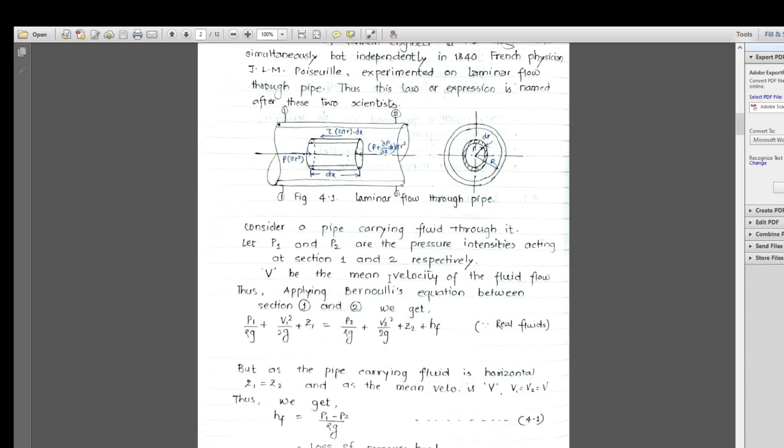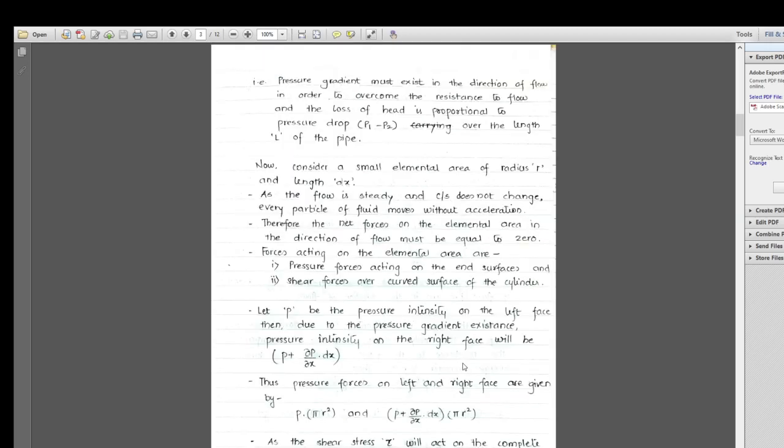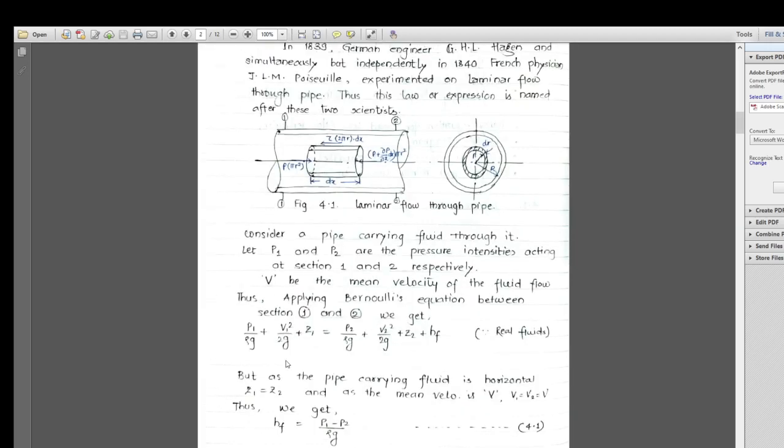Now, in this figure, we can see it is a pipe which is carrying the fluid in a horizontal direction. Therefore, the datum heads, that is Z1 and Z2, will be equal, so they will cancel on both sides. And the mean velocity is V, which means V1 is equal to V2. So V1 square by 2g will be equal to V2 square by 2g, and these two values will cancel.